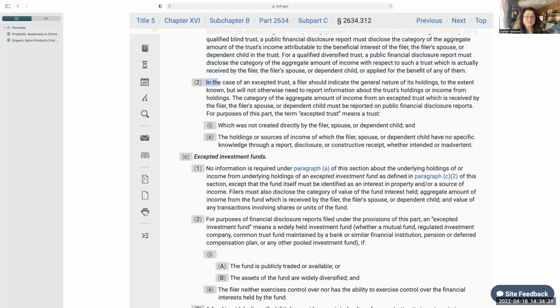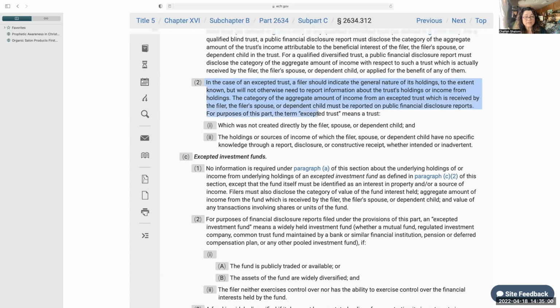In the case of an accepted trust, a filer should indicate the general nature of its holdings to the extent known, but will not otherwise need to report information about the trust holdings or income from holdings. The category of the aggregate amount of income from an accepted trust, which is received by the filer's spouse or dependent child, must be reported on public financial disclosure reports.